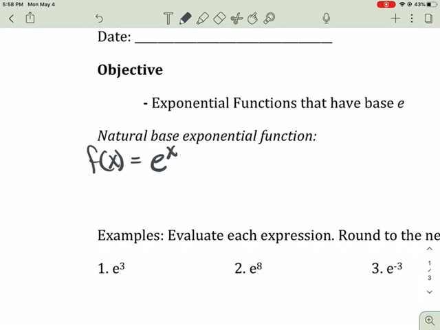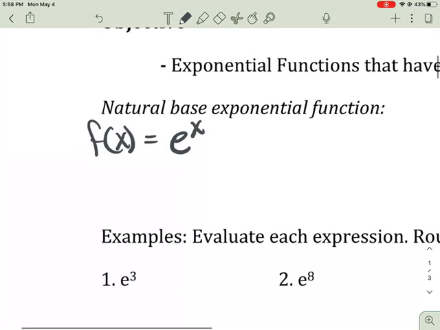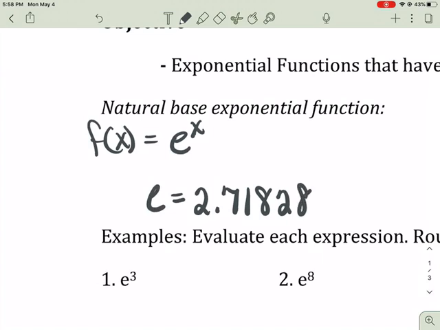called e. Now, e is a number that we haven't talked about, like how can a letter be a number? But it's very similar to pi. It is an irrational, non-terminating, non-repeating number. So e is actually 2.71828 blah, blah, blah. Like pi, it's an irrational, non-terminating, non-repeating decimal.